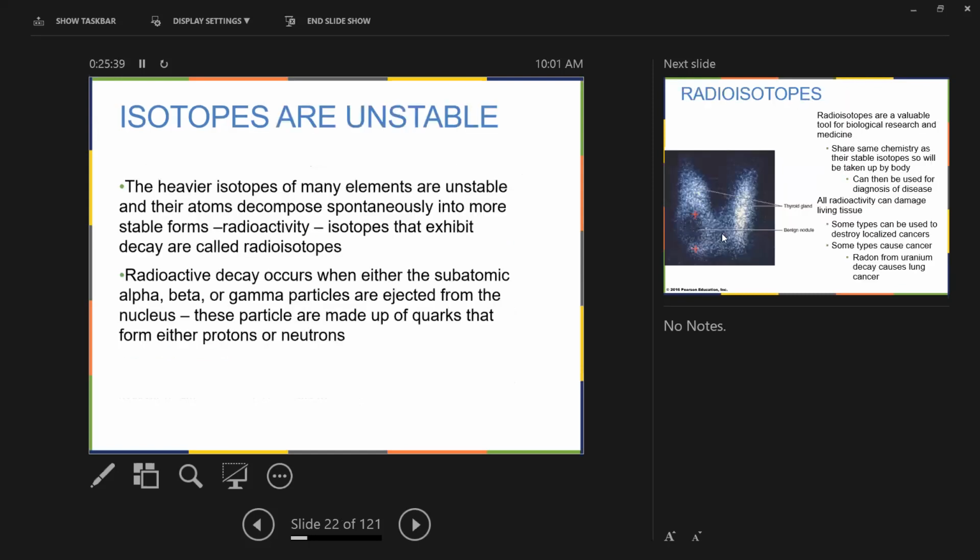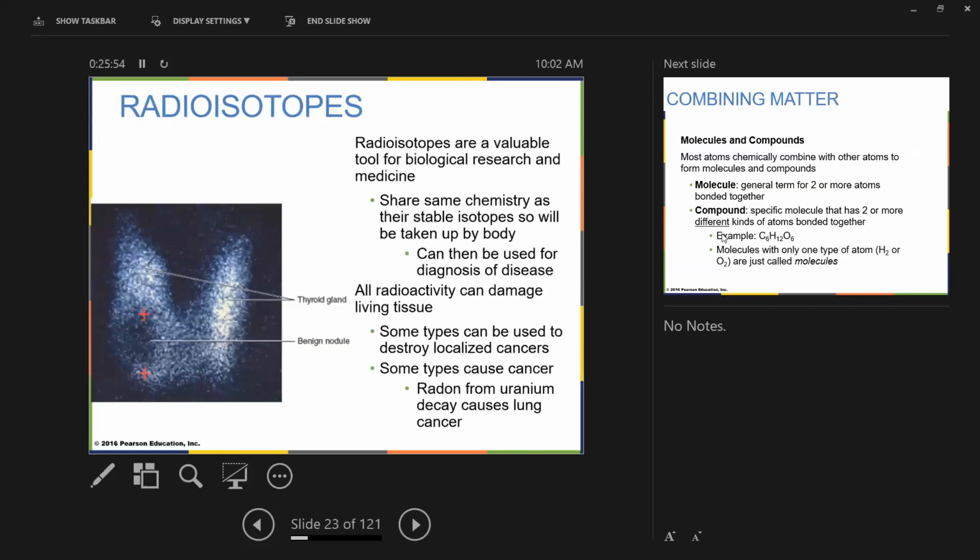So we know that the isotopes are unstable. They want to degrade down to their common version, to the stable version of the atom. So they'll kick out this energy. So why do we care? That's a good question. We care because we can use radioactive isotopes in healthcare, in testing, and in treatment.